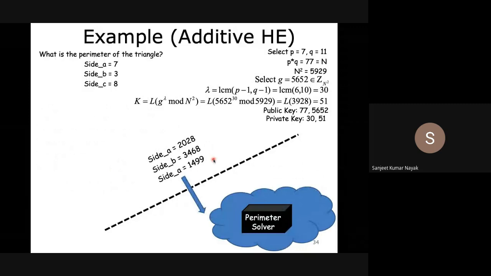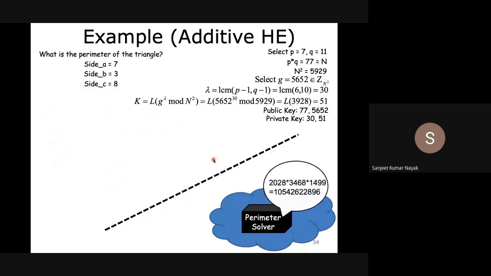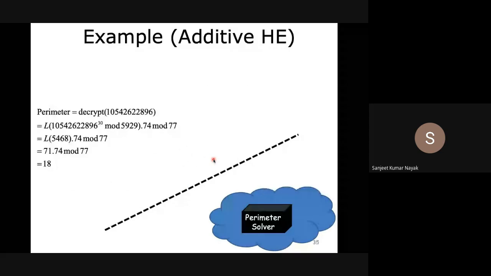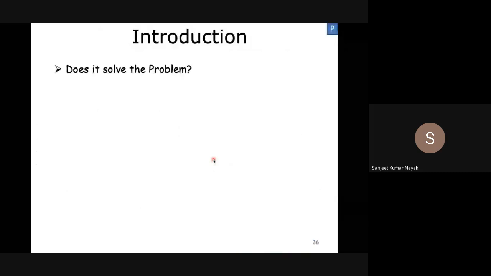But at the same time, I am getting the answer. What is the value of the perimeter? Okay. So therefore, in this way, we can solve the problem that I told. Okay. So does it solve the problem? No. In fact, it is not the exact solution.